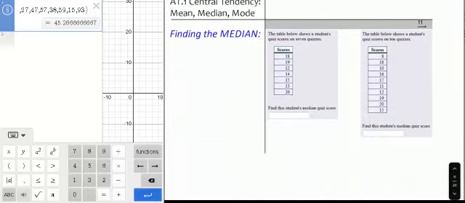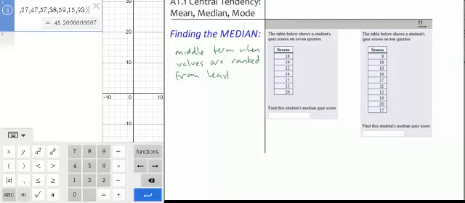All right, so the same exact process can be used for finding the median. So let me define it real quick, and then I want you to try on your own. But the median is the middle term when values are ranked from least to greatest. If there's an even number of terms, then what happens is the two middle ones have to be averaged out.